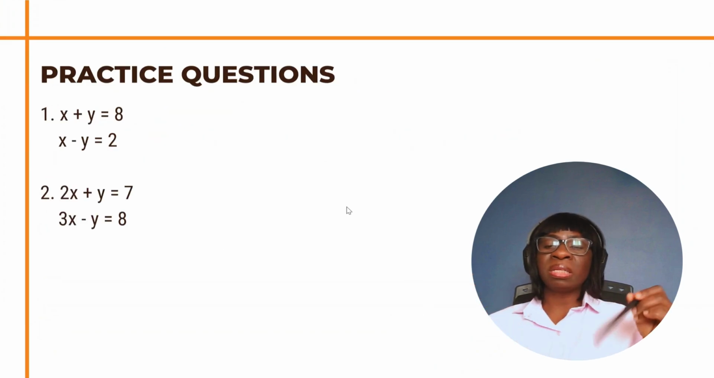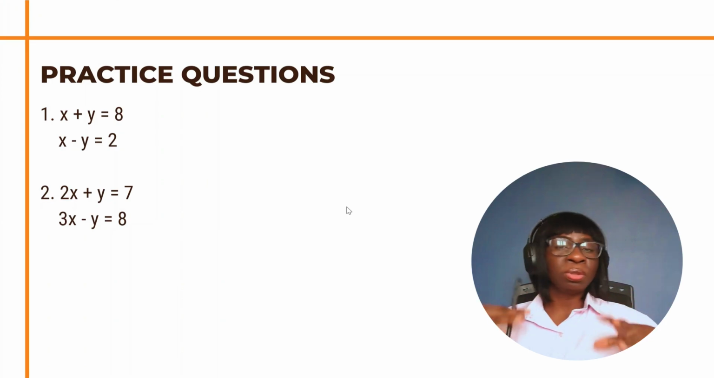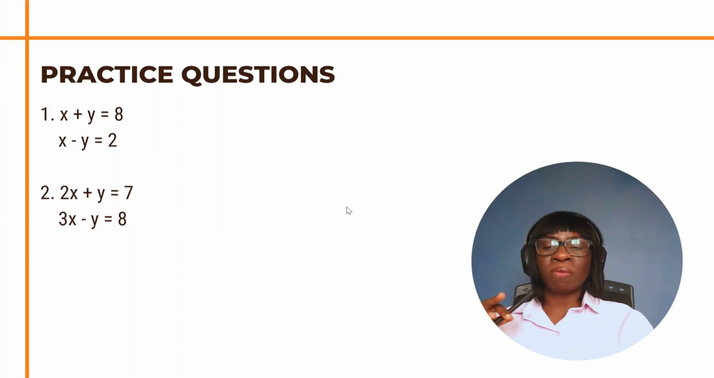Now you are to practice these questions. The first one is x plus y equals 8, x minus y equals 2, and the second one is 2x plus y equals 7, 3x minus y equals 8. Use any method. You can use the elimination method for one and the substitution method for the other. You can also use the graphical method to solve them.